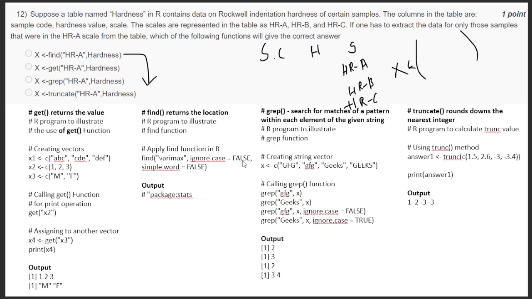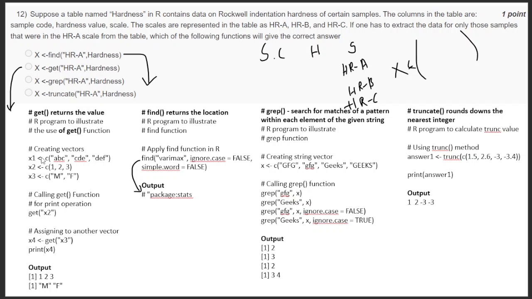Ignore.case equal to false and these things, and it will give... sorry, varimax is a function, so it will give the location where that package is, so it will return the location. So next is get. If you give this command, get is used to return the value.